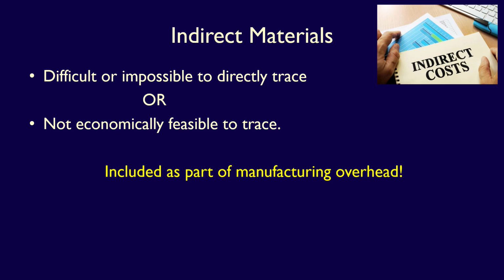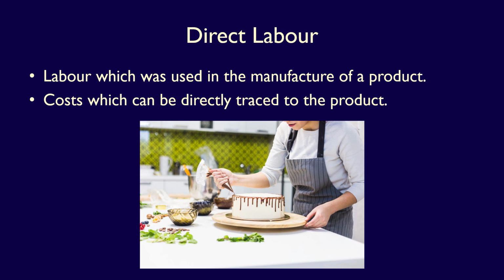There may also be indirect materials, materials and supplies that either can't be directly traced or whose value is so small that it's not worth tracing. Indirect materials are part of the third category of manufacturing costs, manufacturing overhead.